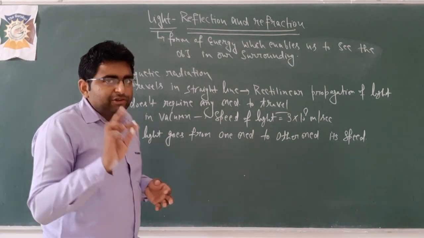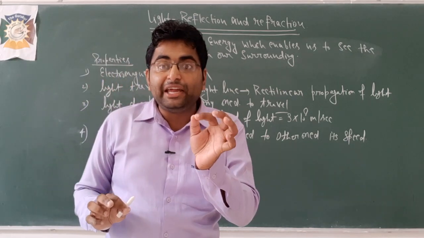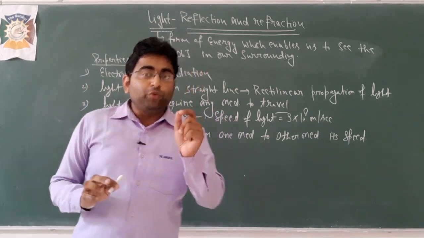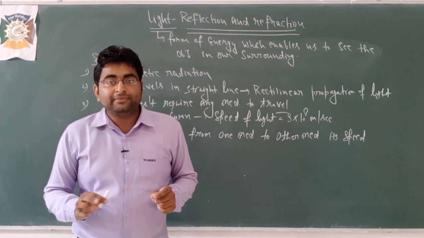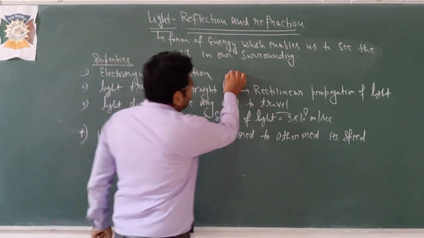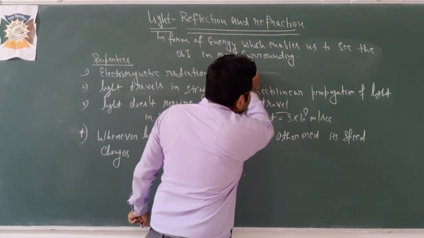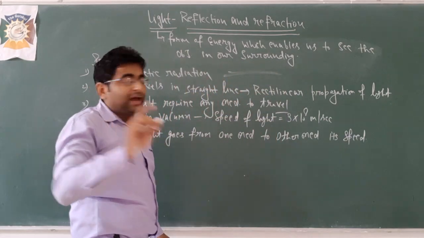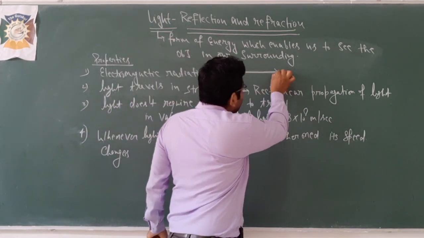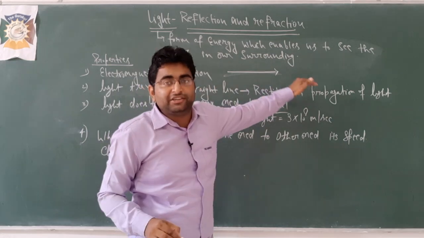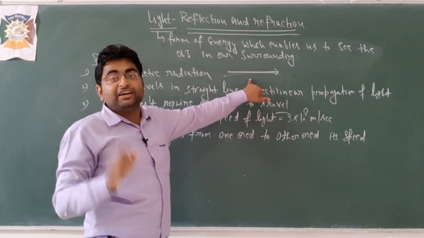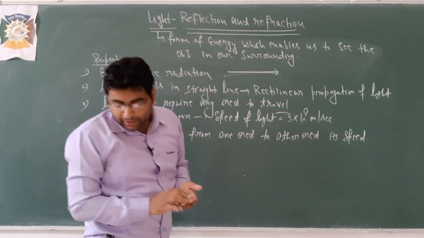In this chapter I will use a word named ray of light. So what is the meaning of ray of light? Suppose light is traveling in this direction. I will draw a straight line along the propagation of light, and this line is known as a ray of light. Clear?